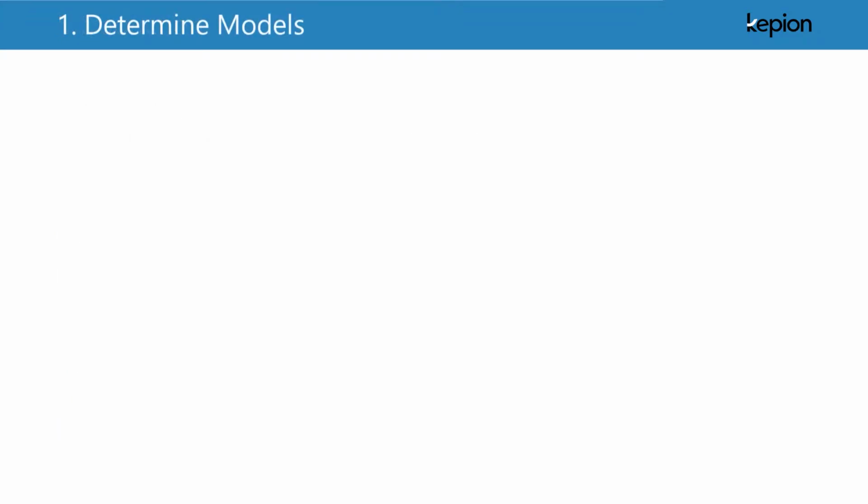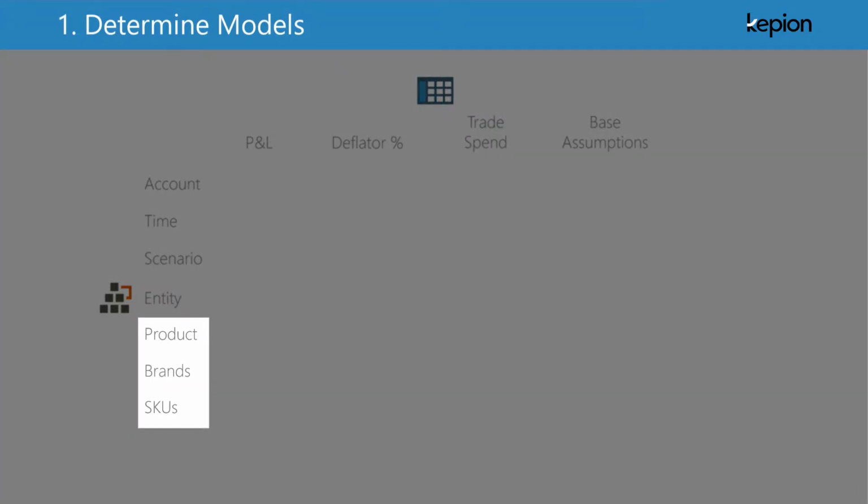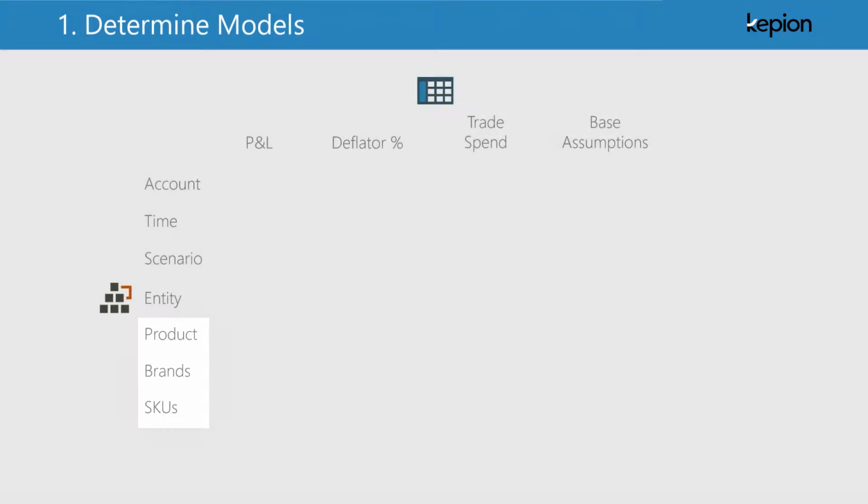The key to distinct models is the member lists that define them. A simple way to determine how many models we'll need is to create a table with the dimension member lists on the rows and forms on the columns. Here, we'll separate out product, brands, and SKUs as each model can only use one member list from a dimension.